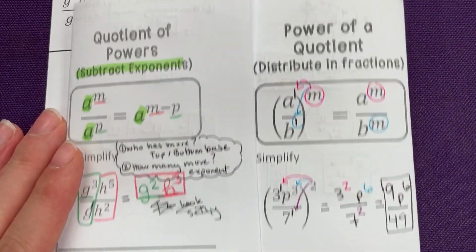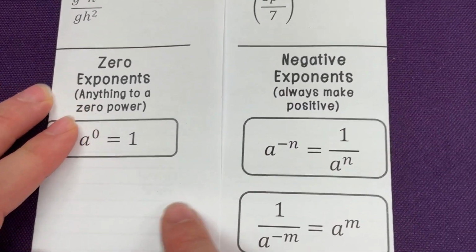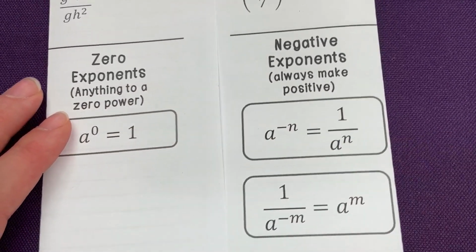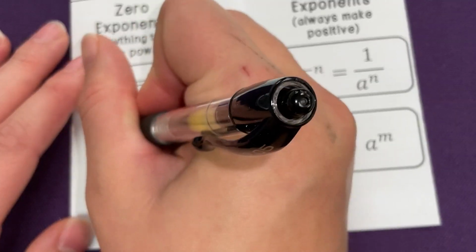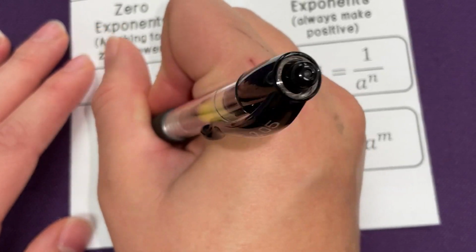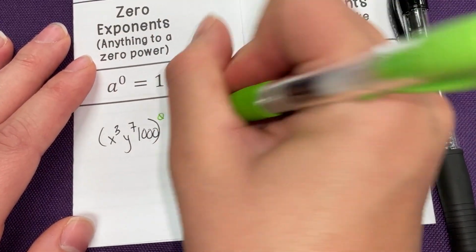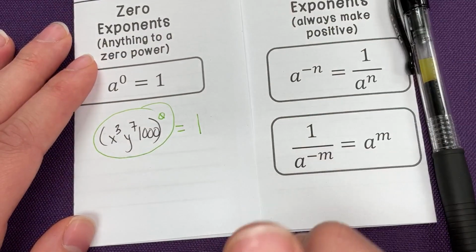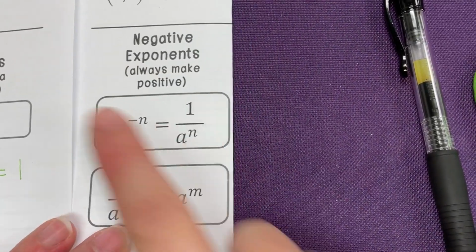We're still using the foldable we've been using, but now we're working on the bottom of this foldable. Okay, so we have 0 exponents. Anything to the 0 power is 1. Even if it's something ridiculously crazy, like x to the 3, y to the 7, and then 100, well, 1,000, okay? And if it's to the 0 power, this whole thing equals 1, because that 0 encompasses the entire parentheses. What? Okay.